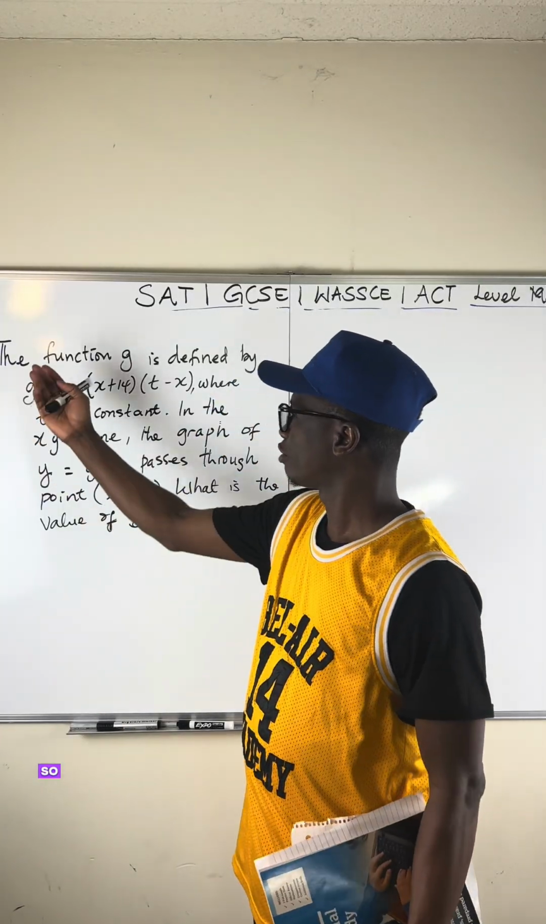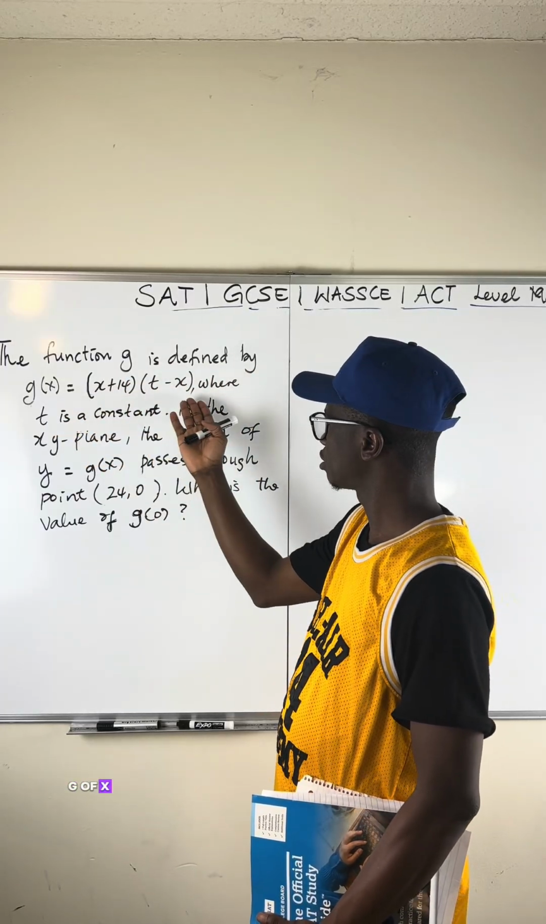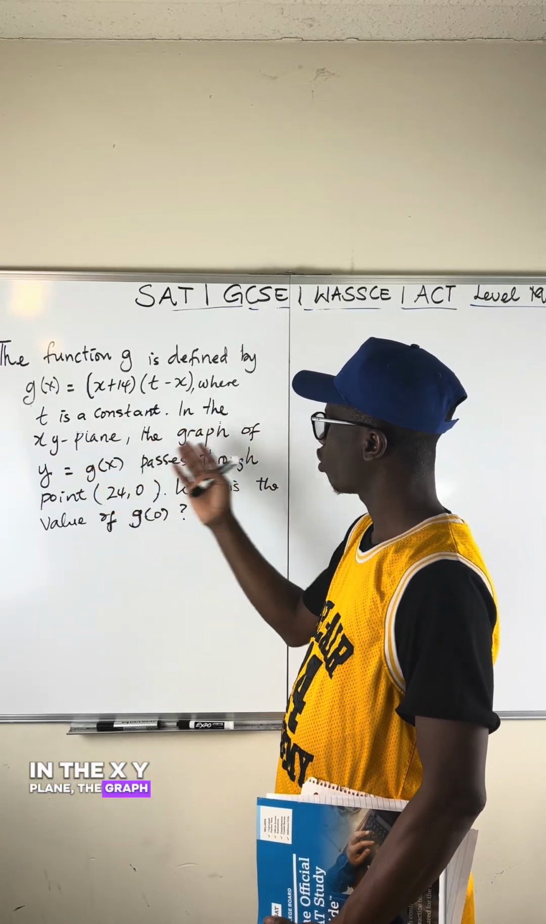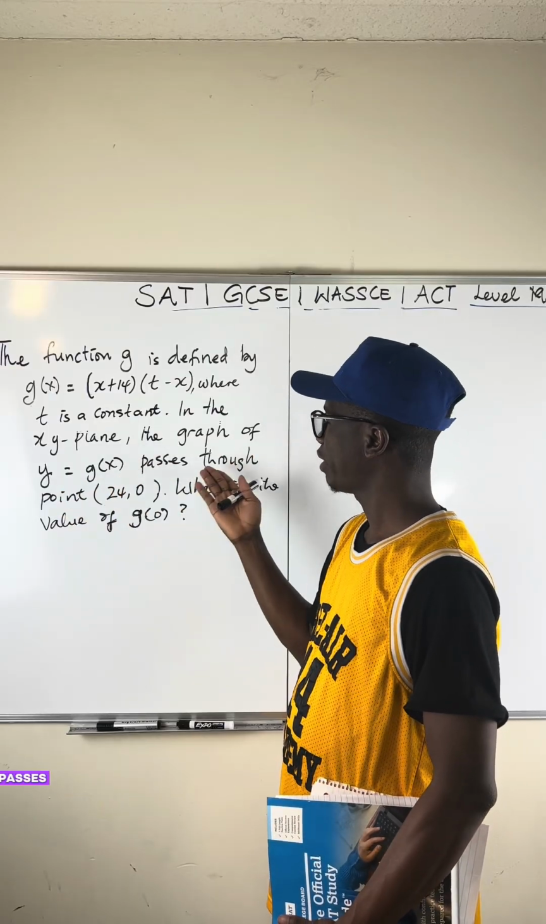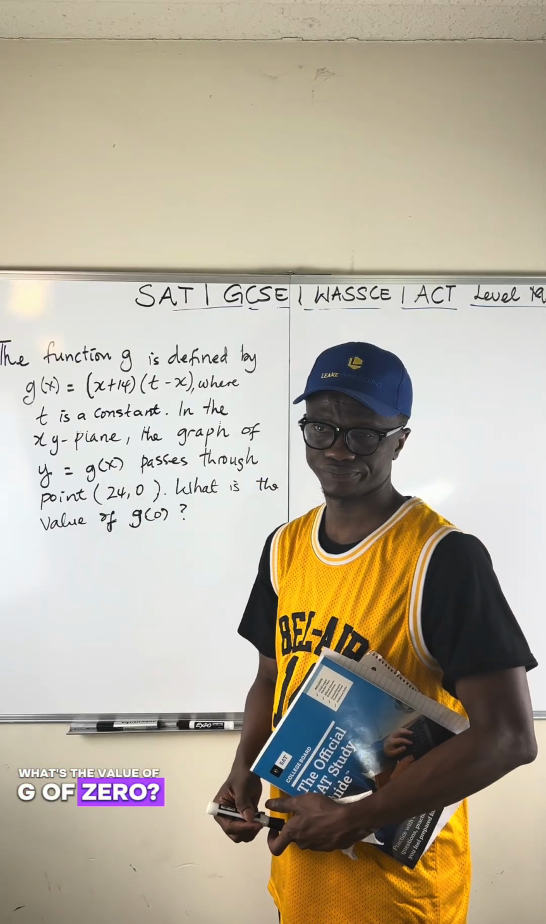Anyways, so it says the function g is defined by g of x given as this, where t is a constant. In the xy plane, the graph of y equals g of x passes through the point (24, 0). What is the value of g of 0?